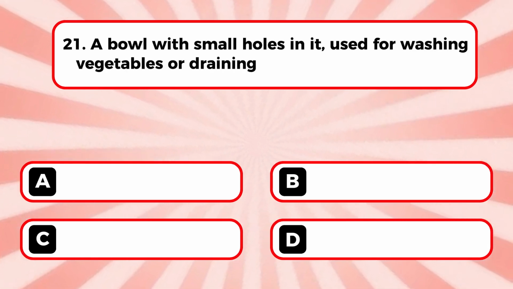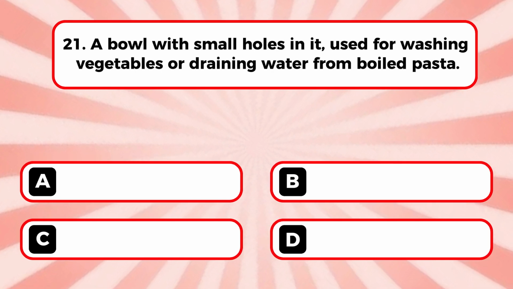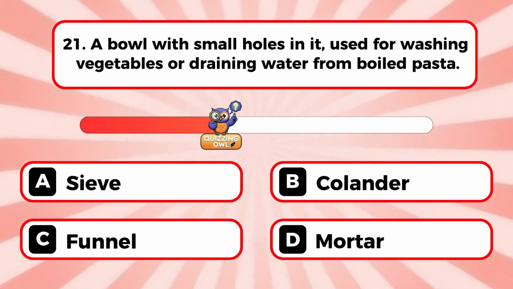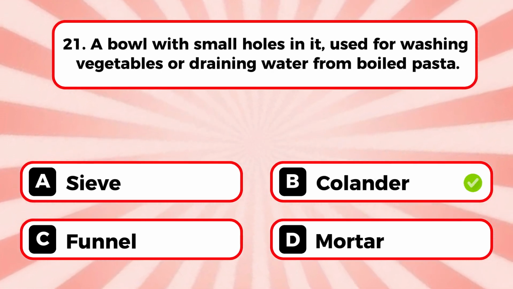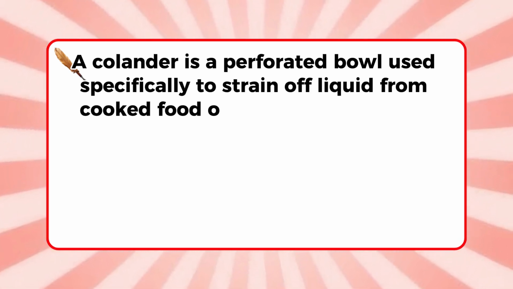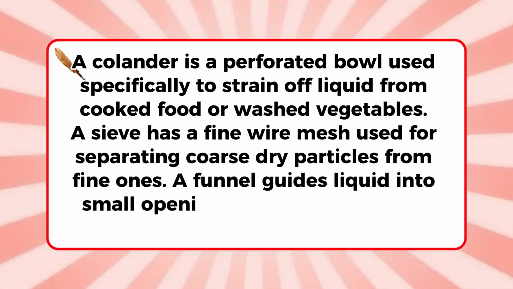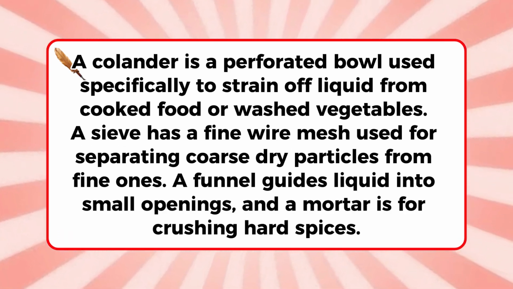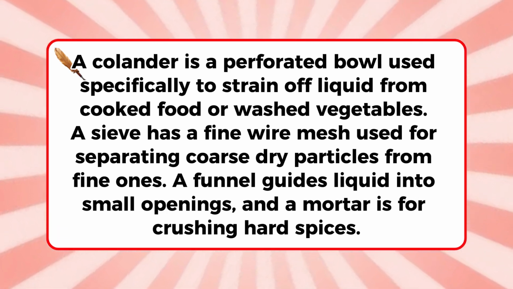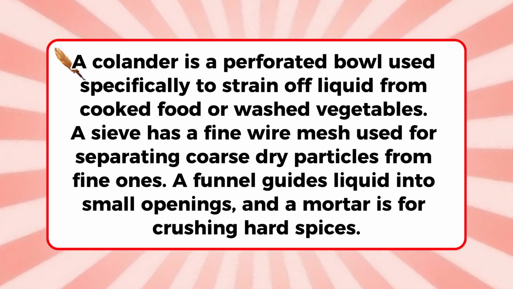21. A bowl with small holes in it, used for washing vegetables or draining water from boiled pasta. A colander is a perforated bowl used specifically to strain off liquid from cooked food or washed vegetables. A sieve has a fine wire mesh used for separating coarse, dry particles from fine ones. A funnel guides liquid into small openings, and a mortar is for crushing hard spices.